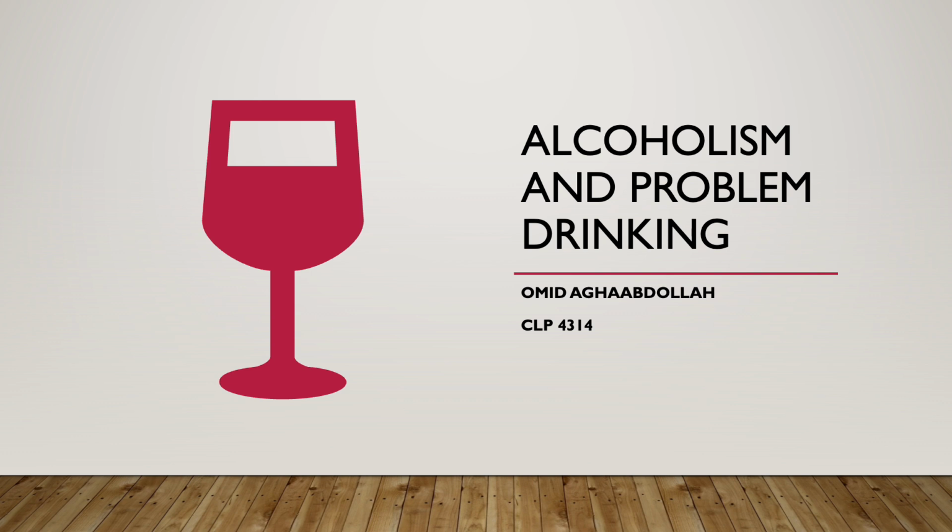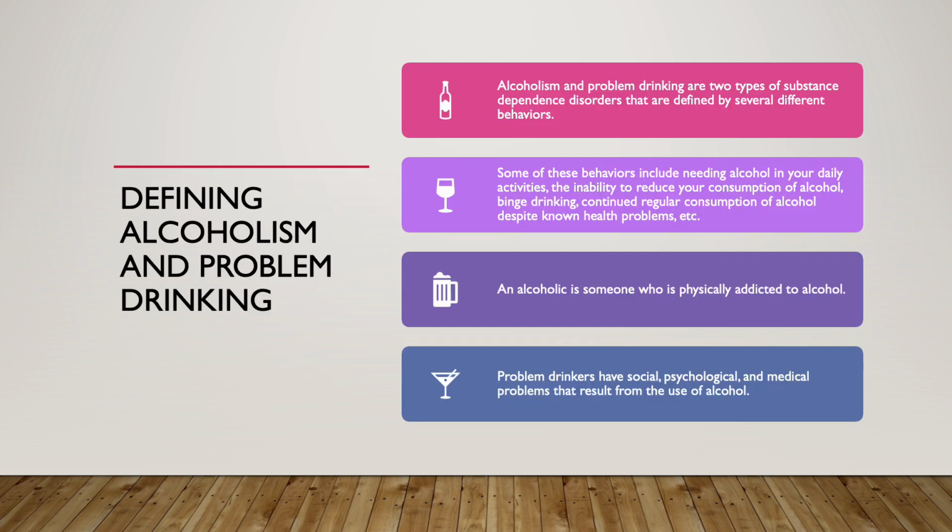Alcoholism and problem drinking are two types of substance dependence disorders that are defined by several different behaviors, such as needing alcohol in your daily activities, the inability to reduce your consumption of alcohol, binge drinking, and continued regular consumption of alcohol despite known health problems, and others. An alcoholic is someone who's physically addicted to alcohol, while problem drinkers have social, psychological, and medical problems that result from the use of alcohol.